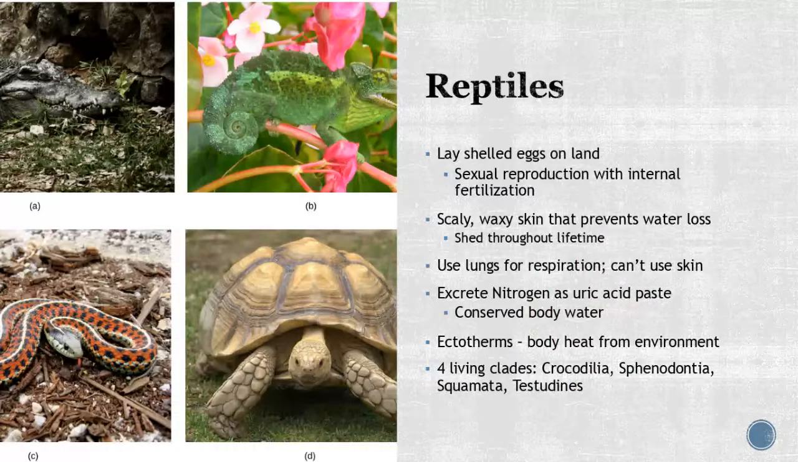So let's introduce the reptiles. What makes them unique is they lay shelled eggs on land. They utilize sexual reproduction, and since we're more terrestrial, pretty much everyone from now on utilizes internal fertilization. When you think about reptiles, you think of a scaly, waxy skin, and we have that to prevent water loss, and they constantly shed that throughout their lifetime. Think of the snake as a prime example.